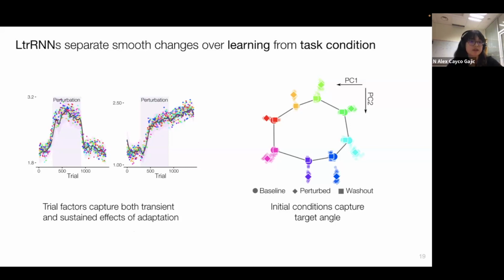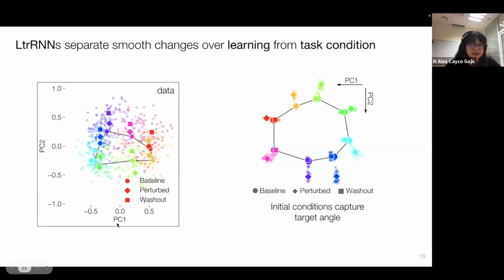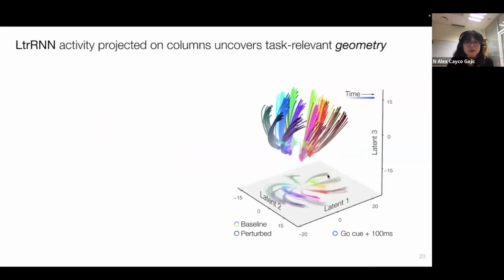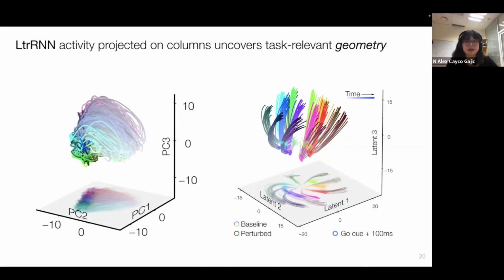And so what we can do now is look at the trial factors and see that it captures transient and sustained effects of the adaptation. So you see this is in the perturbation block of trials. You can see that the geometry of the initial conditions seems to capture the target angle. This is something that you can do with PCA, of course, but it's not nearly as clean and doesn't show you this beautiful ring-like topology. And you can visualize the geometry in the latent subspace, which again, we know a priori, and it's the same for the baseline, the perturbed, and the washout because of the low tensor rank constraint, where you don't see so much from PCA.